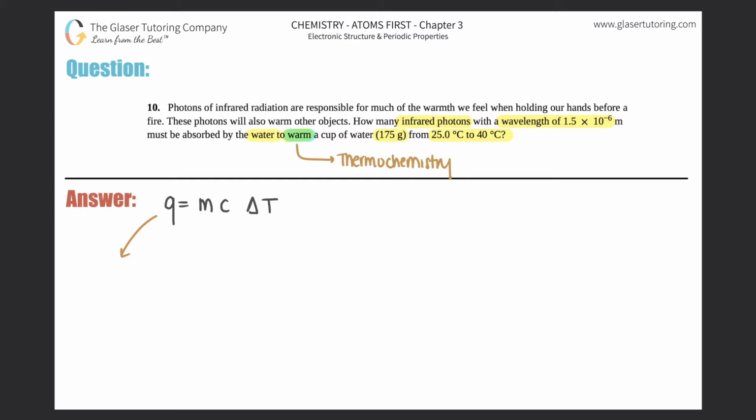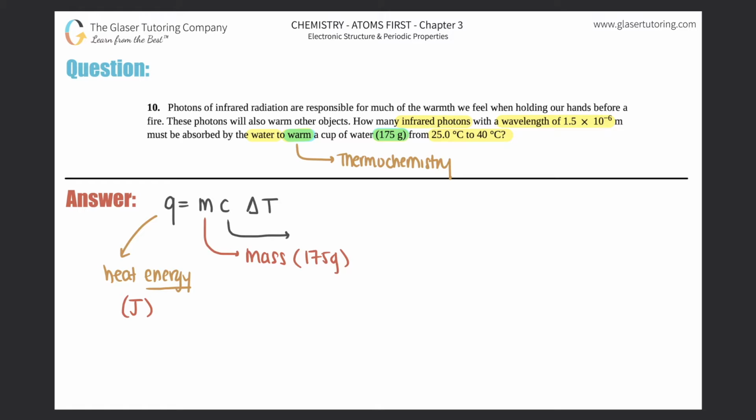Q is the amount of heat energy used to heat something up, but still it's a unit for energy. So in this case, it's not the E that we've been seeing, it's the Q. But still, this unit is going to be in joules. M stands for mass. And they told us that the cup of water was 175 grams. So this would be the 175 grams. That's a mass.